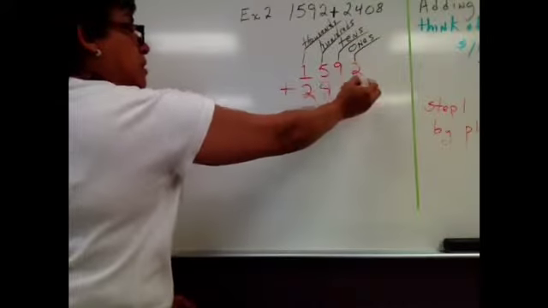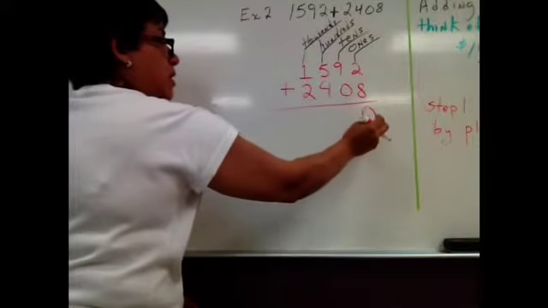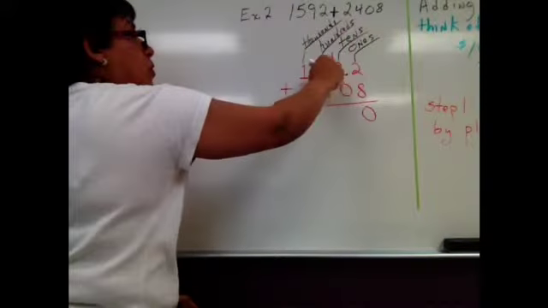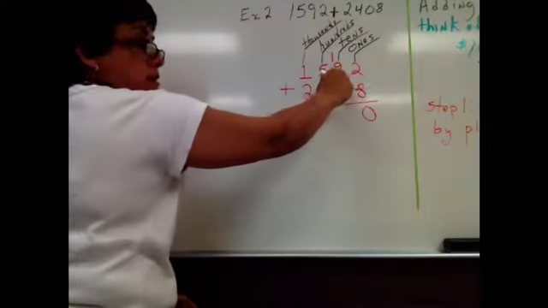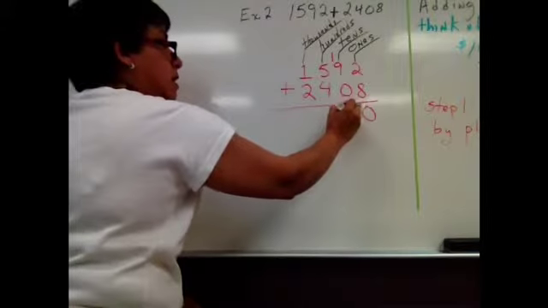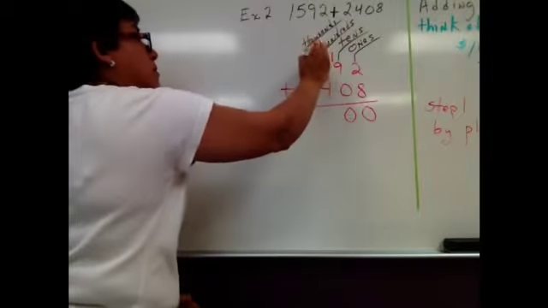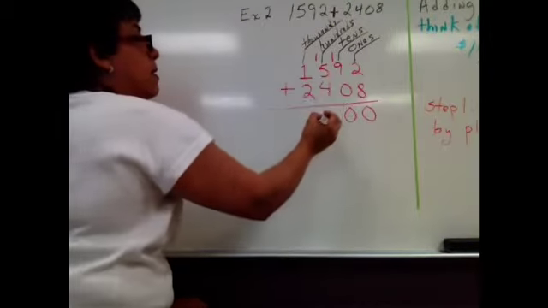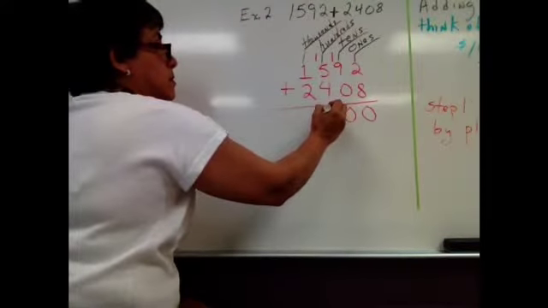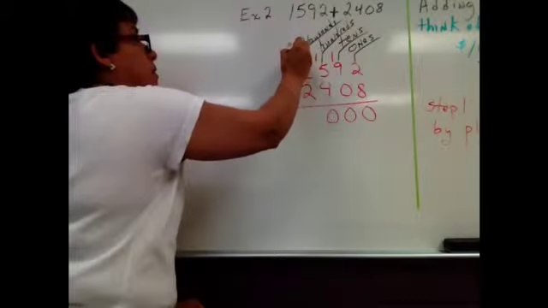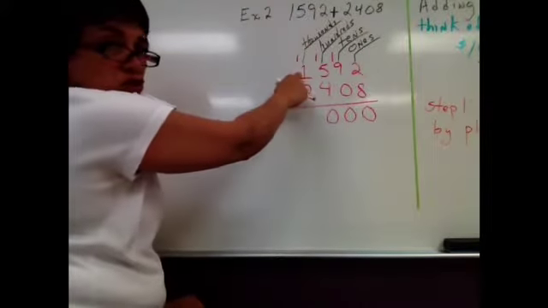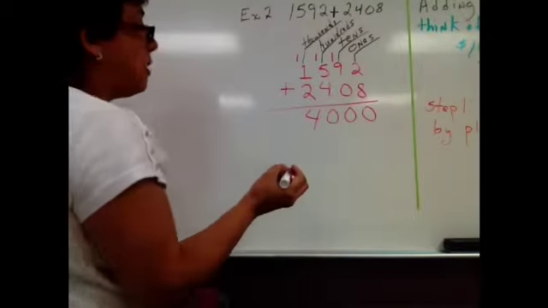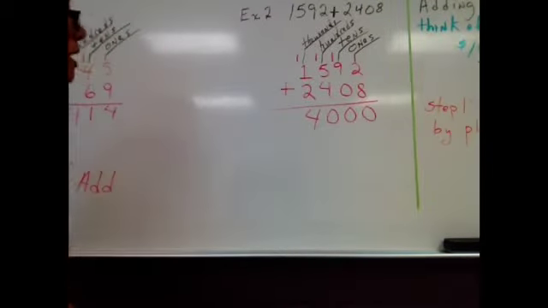Okay, 2 plus 8 is 10. One more time, we cannot put the number here. We need to carry it. 1 plus 9 is 10, plus 0 is 10. Carry the 1. 1 plus 5 is 6. 6 plus 4 is 10. Carry the 1. 1 plus 1 is 2. 2 plus 2 is 4. And the total amount would be 4,000. Right? Kind of a nice one.